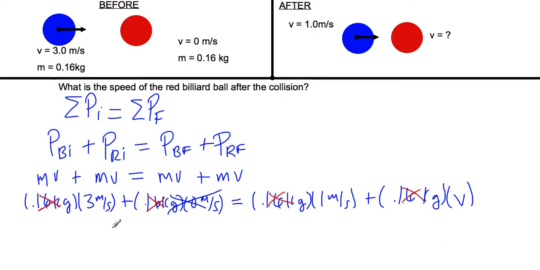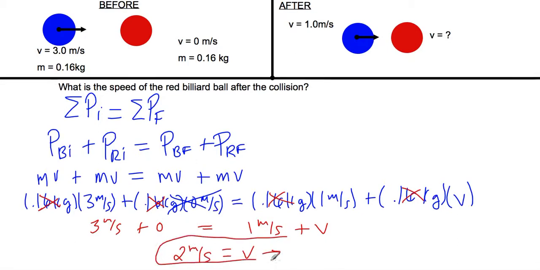So now we end up with 3 meters per second plus 0 is equal to 1 meter per second plus v. This becomes a very simple problem. Well, what plus 1 would equal 3? And that answer is just simply 2 meters per second is equal to v. Should be positive because this red ball will then continue to move to the right, making our total momentum equal to 0.